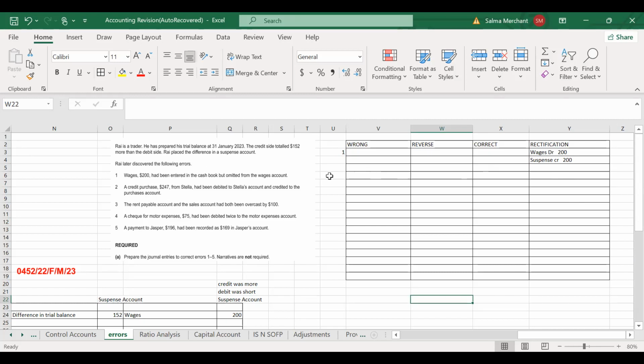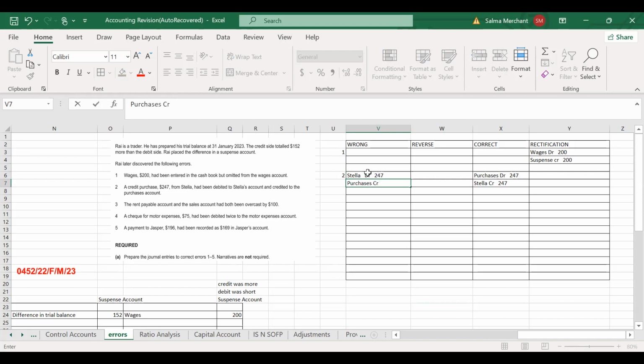So can you give me the correct entry? The correct entry would be purchases debit and Stella credit, 247. And what was done wrong? It has been debited to Stella. Wrong is Stella debit 247 and purchases credit.